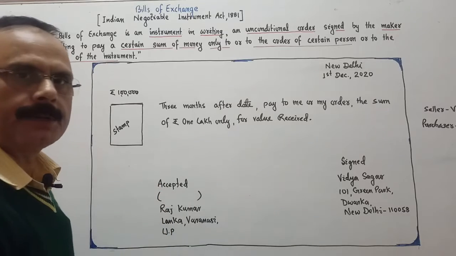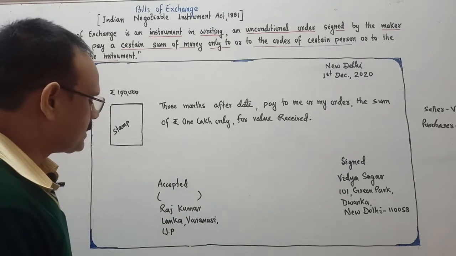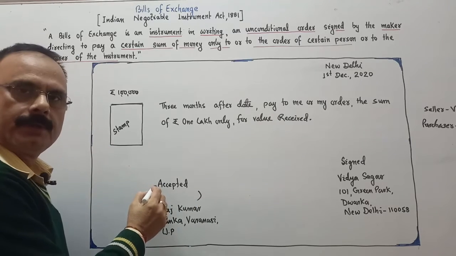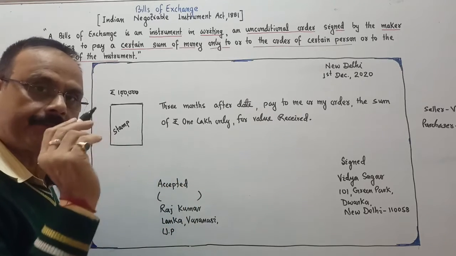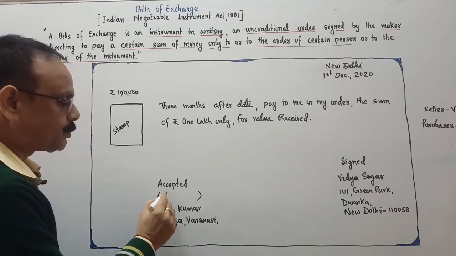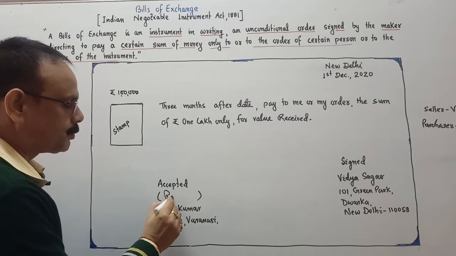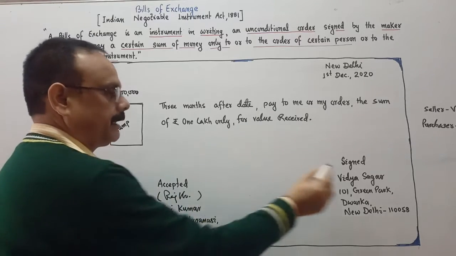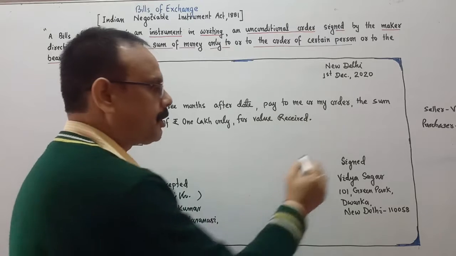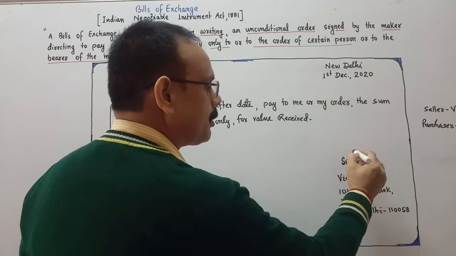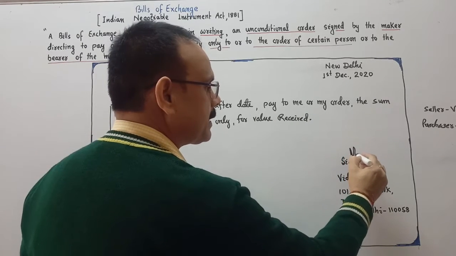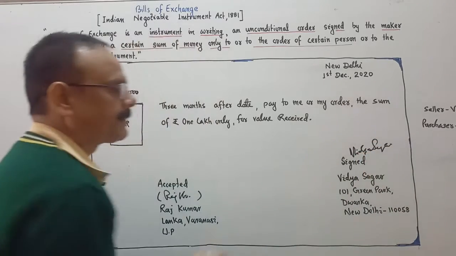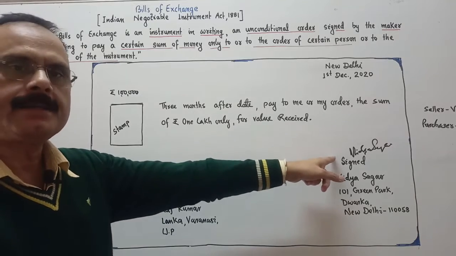the acceptor, the person who accepts the bill. The person who accepts the bill is Rajkumar. He will write the word accepted first, and then he has to sign it. Then Rajkumar has to sign it. And when the drawer draws the bill, the drawer has to sign over here. Vidyasagar has to sign. Okay, so the drawer has signed it.